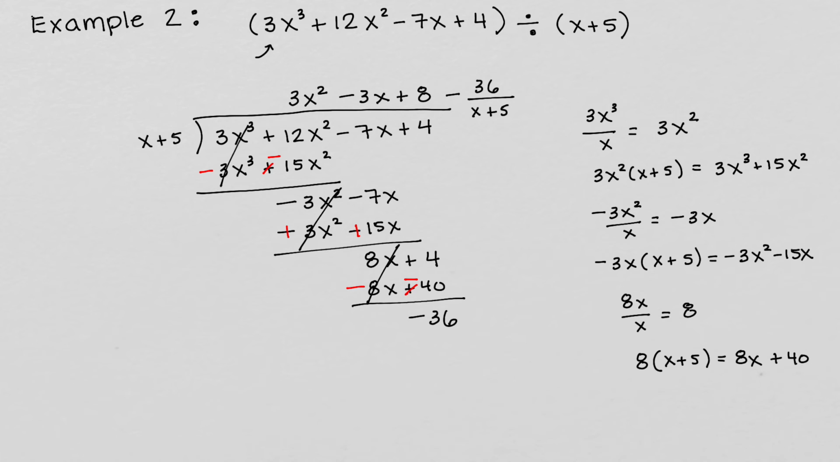So when I have the remainder, I take that remainder, bring it up, and divide it by what we were dividing by originally. So that is my final answer.